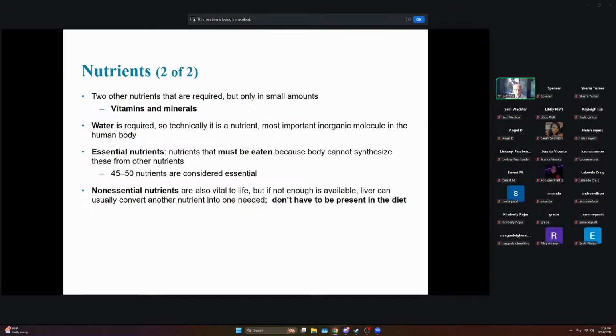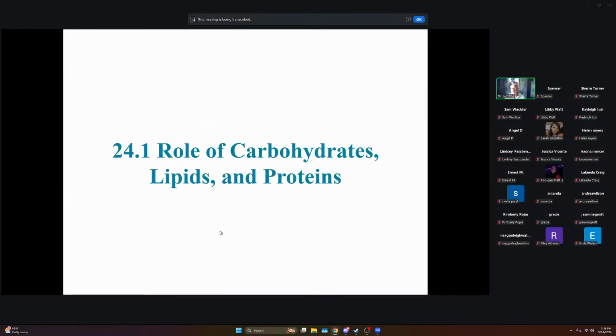Okay, and we'll be talking a lot more about that, you know, glucogenesis, gluconeogenesis, glycolysis, all of those things on Thursday when we really get into those metabolic pathways again, the conversions that our liver can do from one nutrient to another to supply metabolic pathways in the chemical generation of ATP. All right, so let's get into carbohydrates, lipids, and proteins.